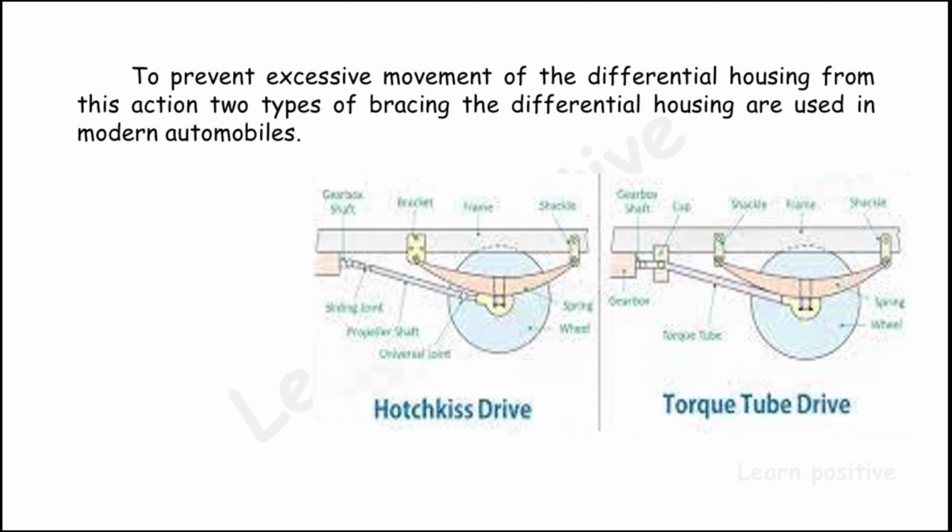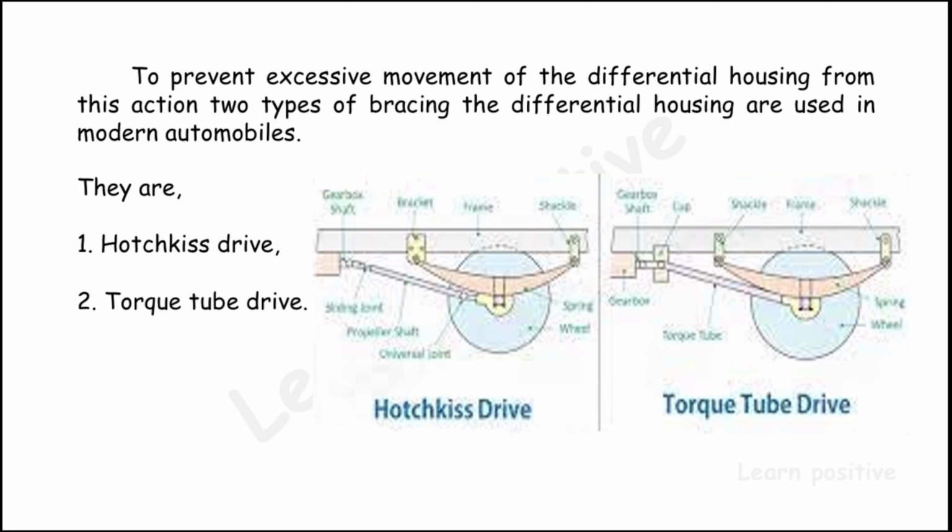To reduce this torque reaction and prevent the movement of the differential housing from this action, two types of bracing for the differential housings are used in modern automobiles. They are Hotchkiss drive and torque tube drive. The drawings are given on the slide. You can see that the first one is the Hotchkiss drive and the next one is the torque tube drive. Due to the usage of these drives, we are reducing the torque reaction in the differential unit. So the next one is drive thrust.